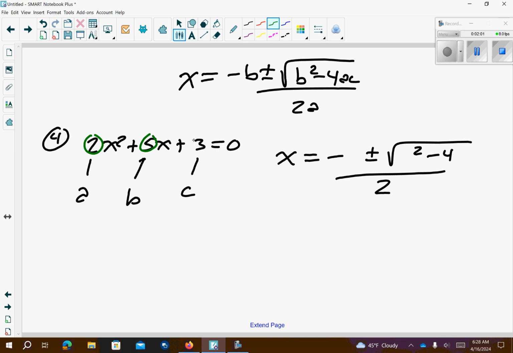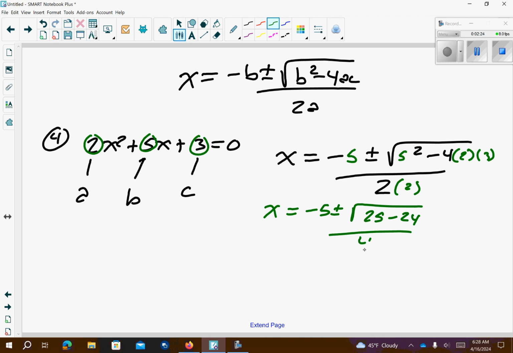My b value is 5. My c value is 3. So I'm going to go negative 5 plus or minus the square root of 5 squared minus 4ac, all divided by 2a. And then just do the math to break it down. So 5 squared is 25. Negative 4 times 2 is negative 8. Negative 8 times 3 is negative 24. Divided by 4.